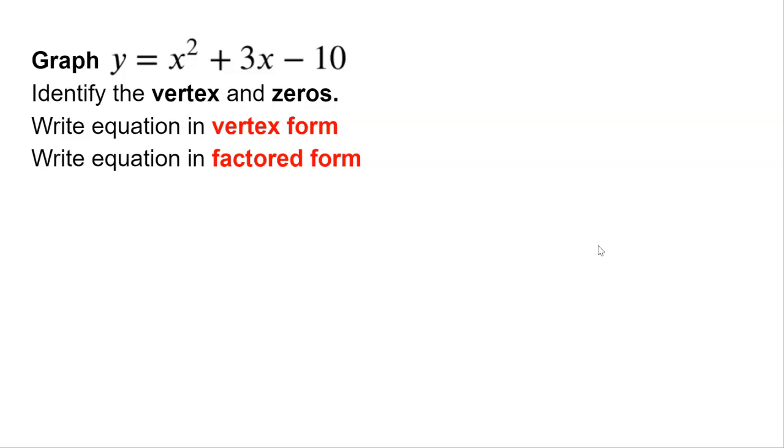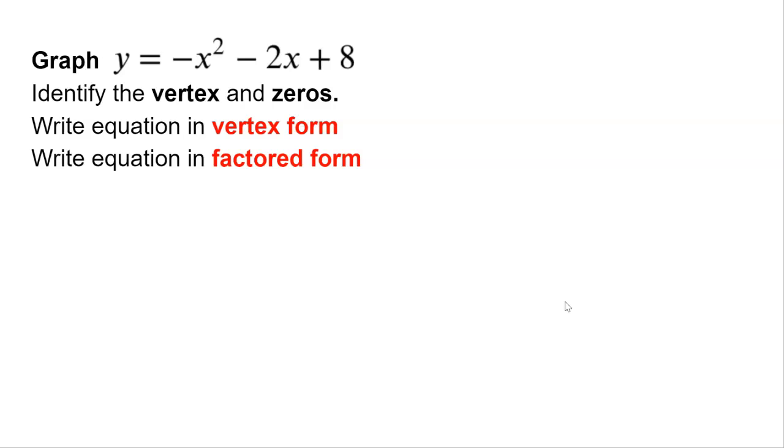Use the graph to locate the vertex and the zeros, and then use those to try to write this equation in vertex form and in factored form. So using the graph, let's figure this out. We'll do the same thing with this one. This one's a little more interesting because of the fact that it's going the other way. But again, they can find their own vertex, they can find their zeros, and they can use those to construct equations for this function in vertex form and in factored form.